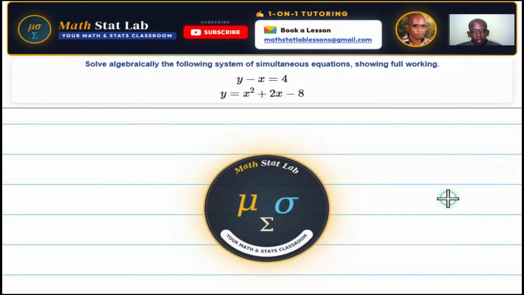So that's how we use the comparison method to solve a system of equations where one is linear and the other one is quadratic. And that's where we end this lesson.